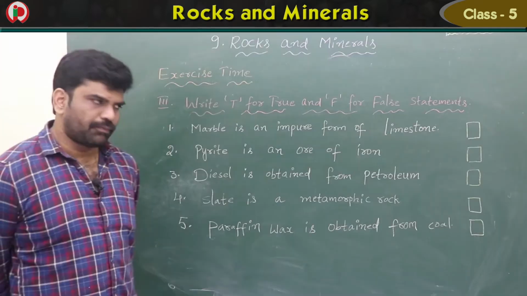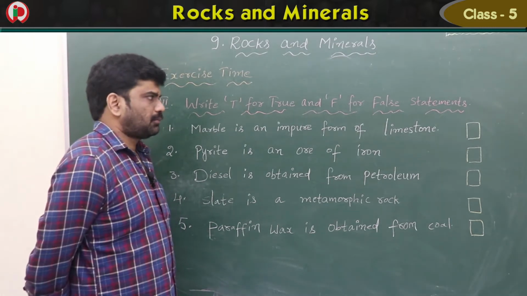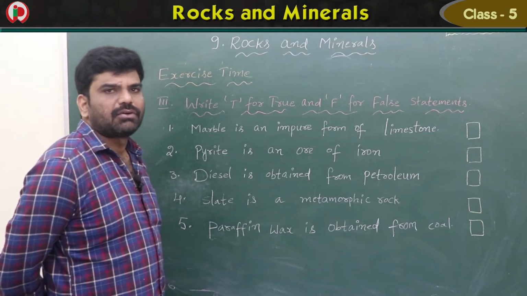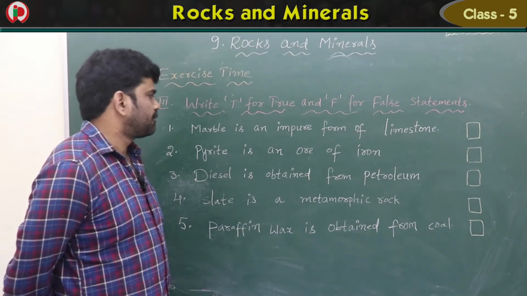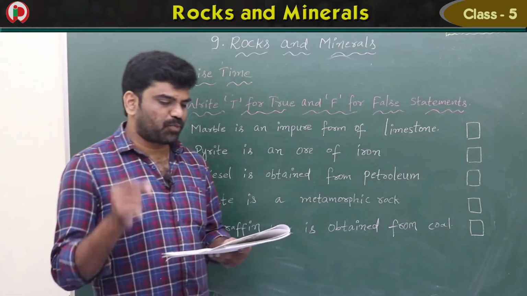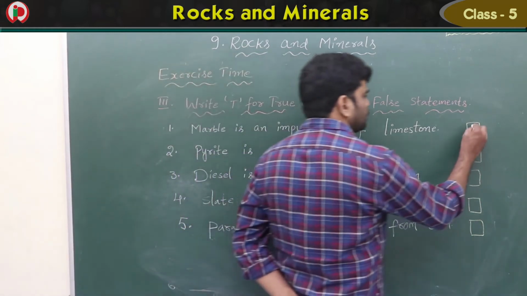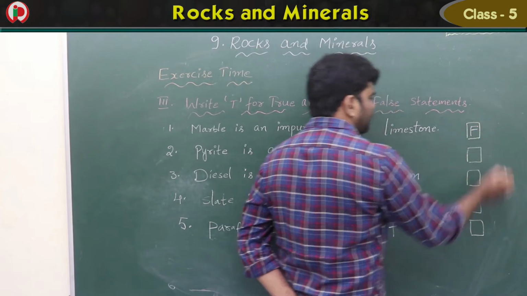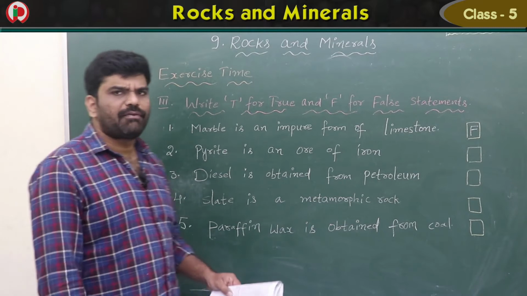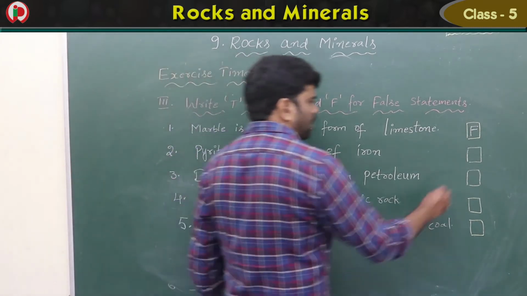Children, see. Now third one, write T for true and F for false statements. Now we have 5 statements here. Now we have to tick mark either true or false. First one, marble is an impure form of limestone. So that is false. So I am writing F here. Second one, pyrite is an ore of iron. Okay, so that is false.